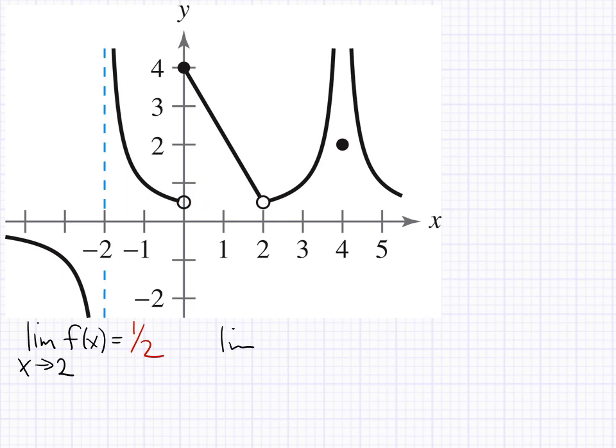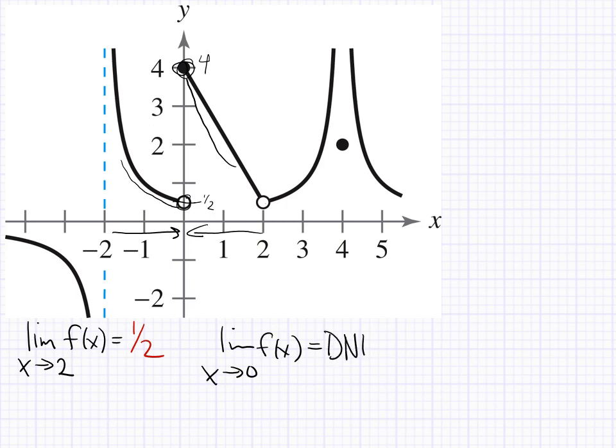What's the limit as x approaches 0 for this function? Well, as x gets closer and closer to 0 this way, the y value I'm getting closer and closer to would be whatever this y value is, which is again a half. As I approach 0 from this direction, however, the y value I'm getting closer and closer to is this y value, which is 4. And so I don't approach the same thing. And the key is you have to be getting closer to the same y value from both sides. Since I'm not getting closer to a single finite y value, I would say that this limit does not exist.